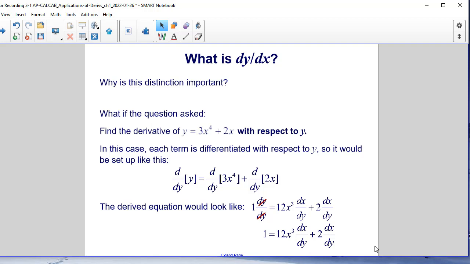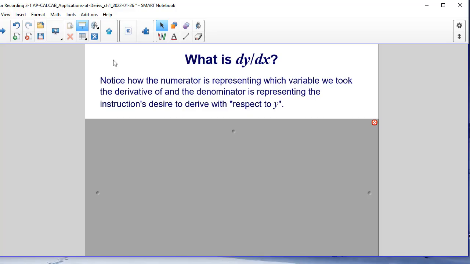So notice that the numerator indicates the variable which is being differentiated, and the denominator indicates the instructions desired to differentiate with respect to, in this case, y. As we continue our discussion and exploration of what is dy/dx, notice how the numerator is representing which variable we took the derivative of, and the denominator is representing the instructions to derive with respect to y.